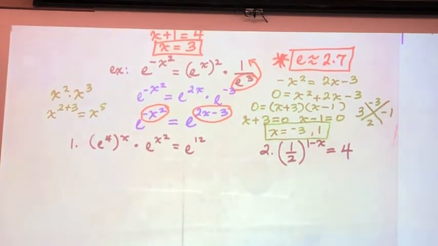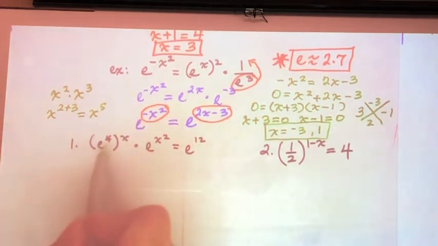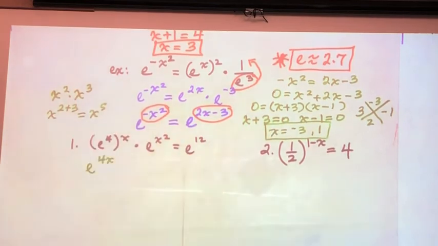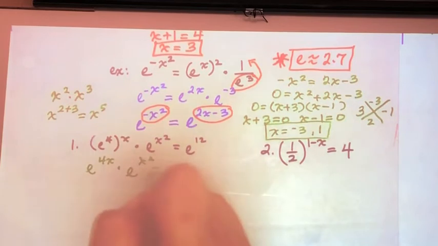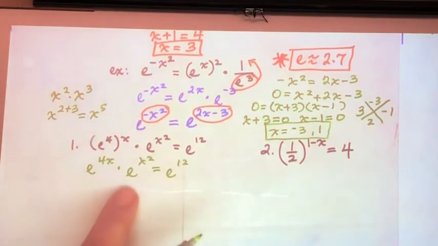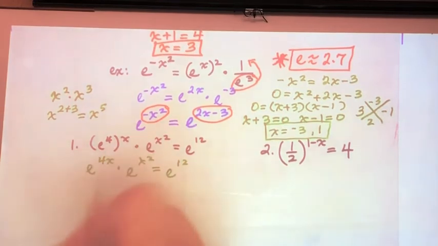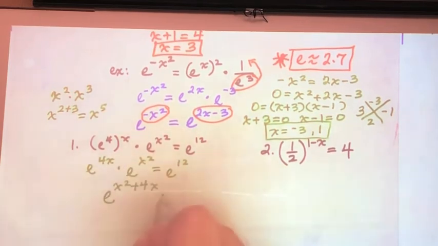So, let's go over this. Over here, I want to simplify. I have e to the 4th raised to the x power, so I can say e to the 4x, right? Times e to the x squared is equal to e to the 12th. Once again, I have 2 e's over here. I want to make them into a single e. So I'm just going to make 1 base, and I'm going to add these 2 together. So I have x squared plus 4x, and that's equal to e to the 12th.